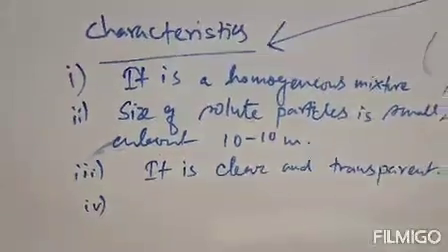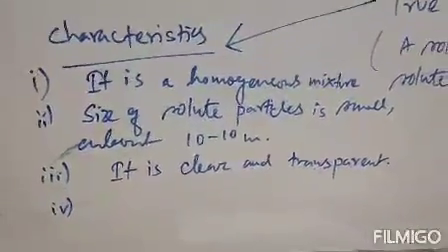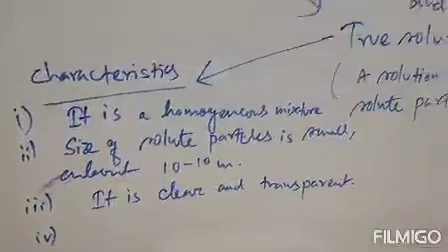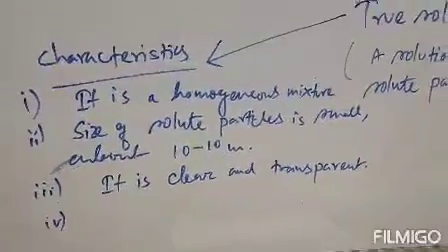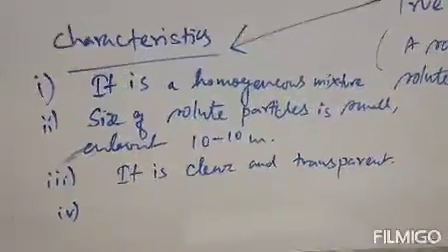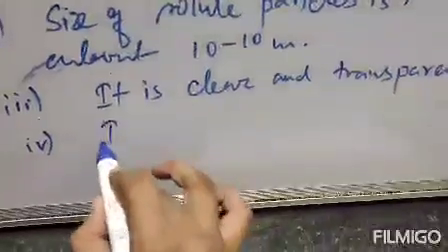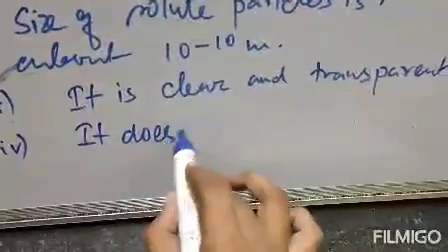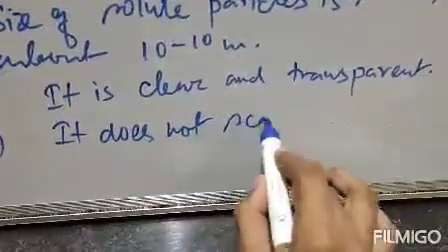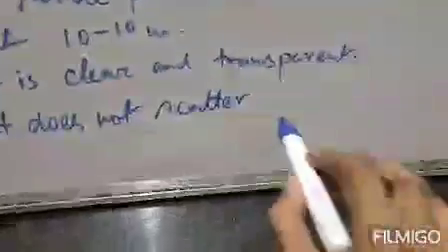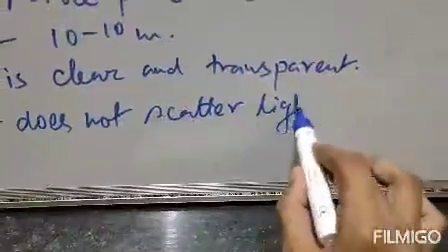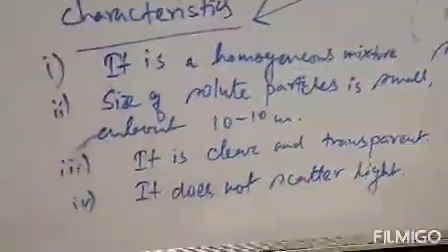Number 4 is, it does not scatter light. When light falls on true solution, it doesn't scatter or spread the light. Clear? So number 4 is, it does not scatter light.